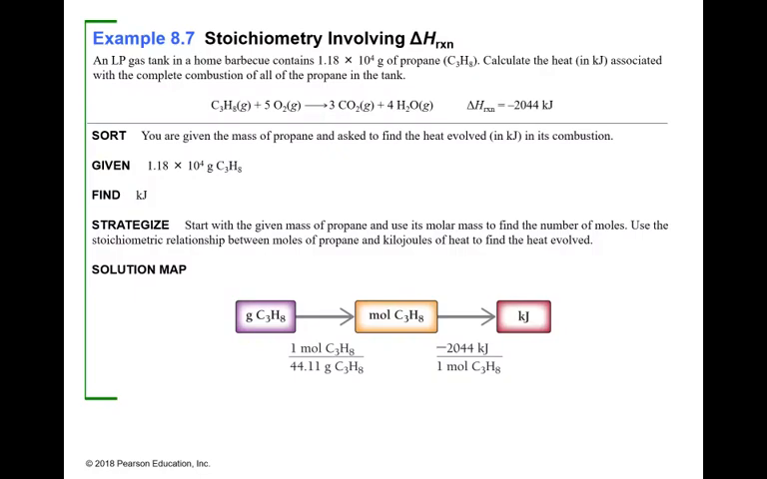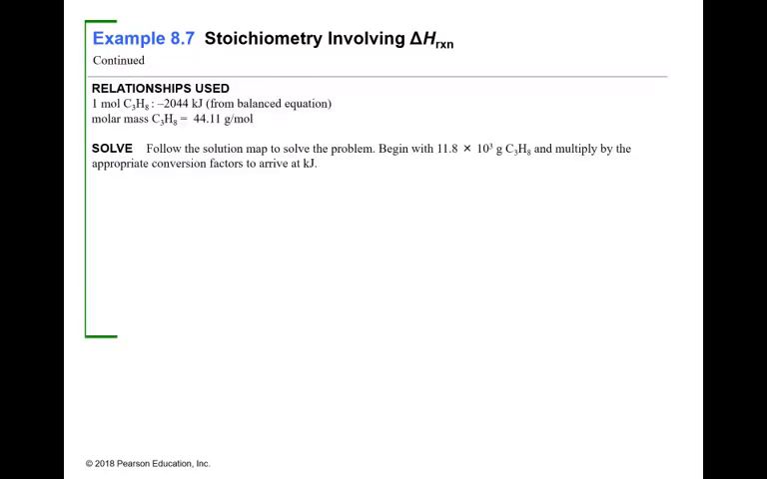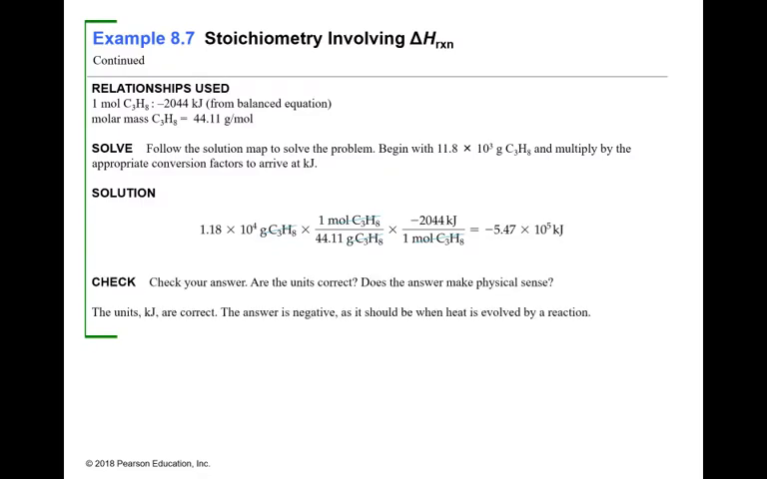In example 8.7, we're given 1.18 times 10 to the power of 4 grams of propane in a barbecue tank. The question is, how much heat is released if all of it is burned? Steps: convert grams to moles using the molar mass of C3H8, 44.11 grams per mole. Use delta H rxn equals negative 2044 kJ per mole of propane. This will give you the total kilojoules of energy released. Make sure to include the negative sign since it's exothermic. And always double-check your units.